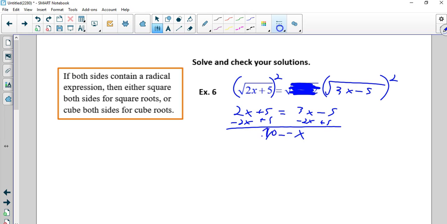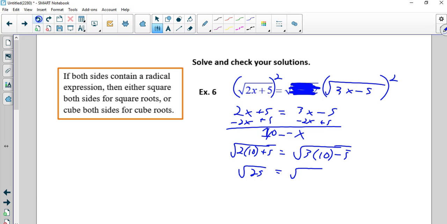Now remember, I need to check this answer to make sure it works. So let's plug it in. The square root of 2 times 10 plus 5 equals the square root of 3 times 10 minus 5. Okay, so that's going to give me the square root of 2 times 10 is 20, plus 5 is 25, and 3 times 10 is 30, minus 5 is 25. 5 equals 5, check. So x equals 10 is a valid solution.